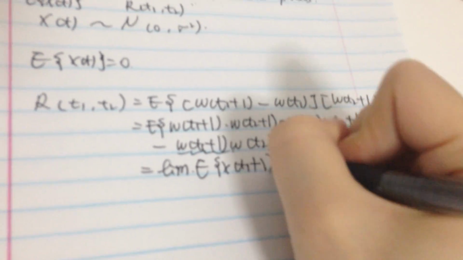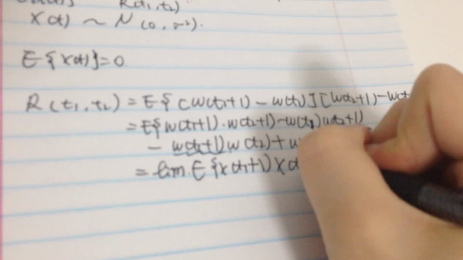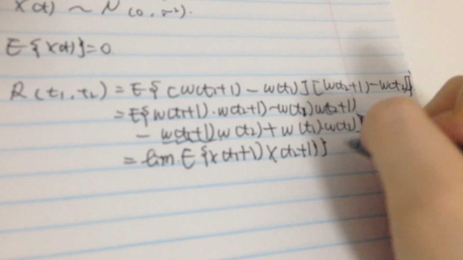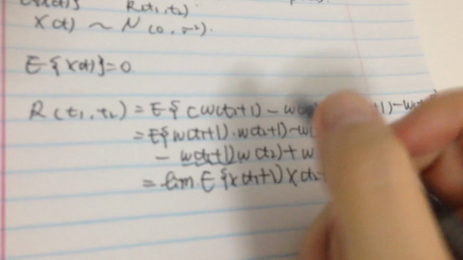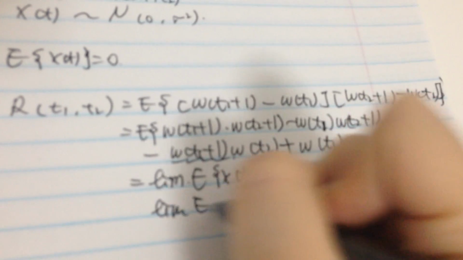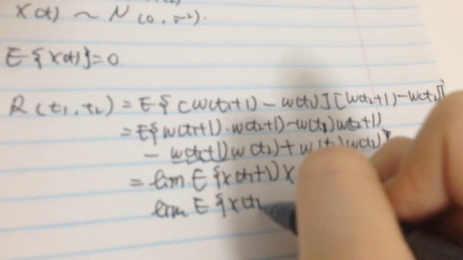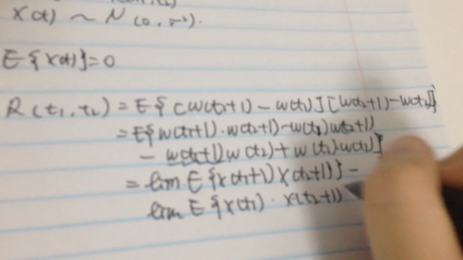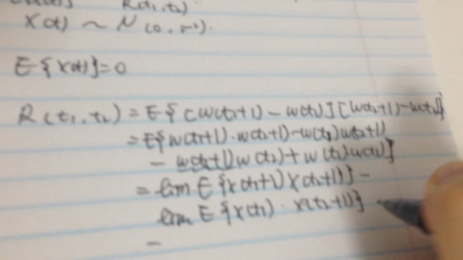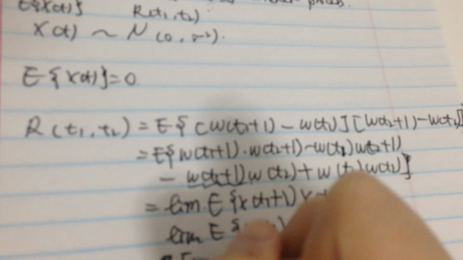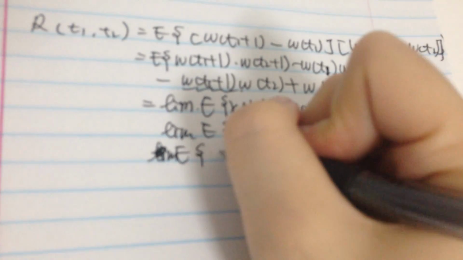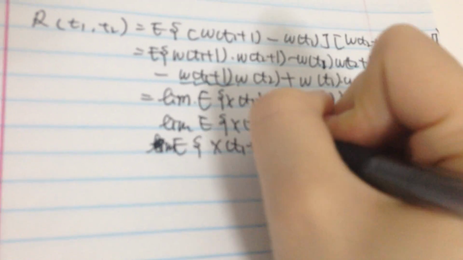T1, Xt2 is minus the expectation of, expectation, Q1.